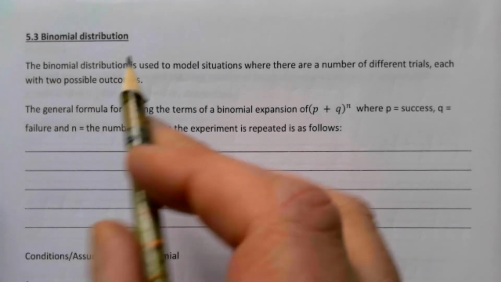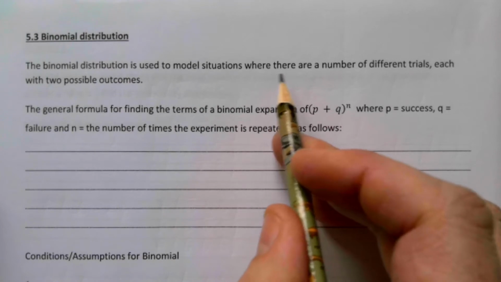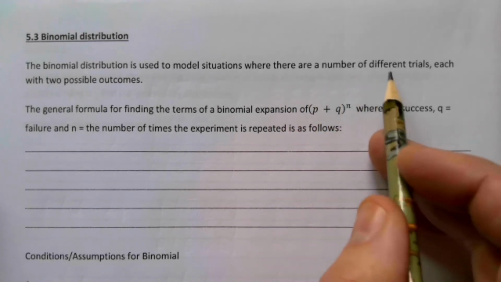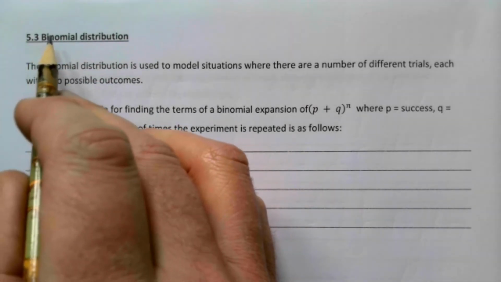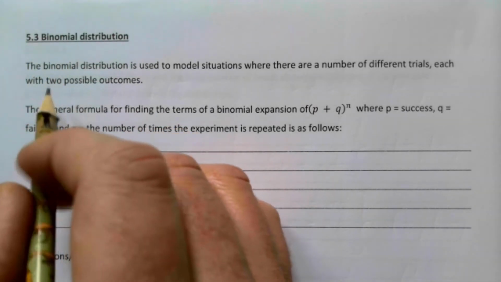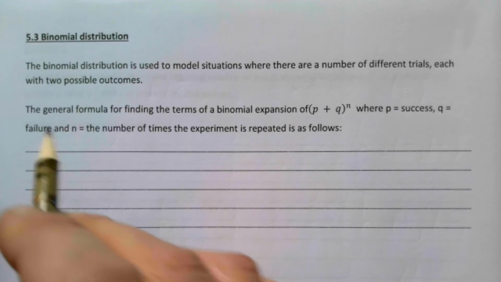So the binomial distribution is used to model situations where there are a number of different trials, each with 2 possible outcomes. Hence the word bi, as in bicycle, means 2 wheels, so 2 possible outcomes. That's where the binomial bit comes from.